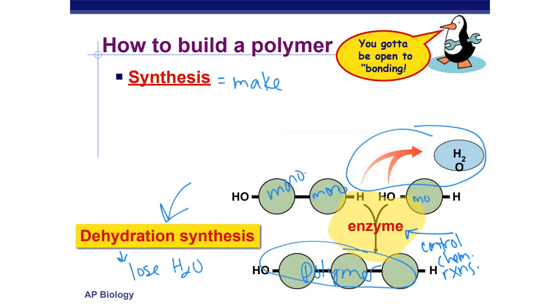And I'm using this removal of water, controlled by that enzyme, to bring it together into a larger polymer. So that would be a dehydration synthesis. This is an example of an anabolic reaction, which is going to be a building type of chemical reaction.